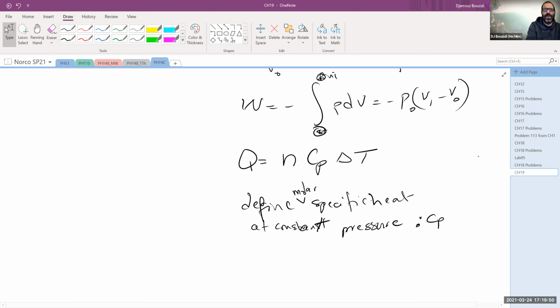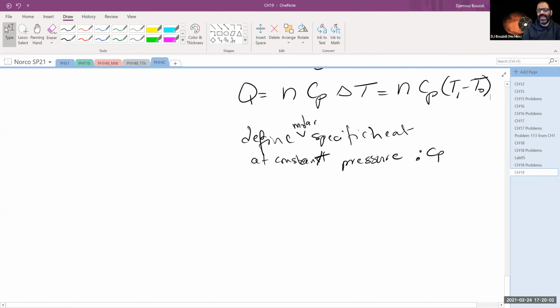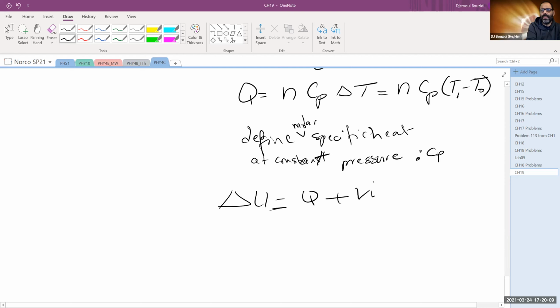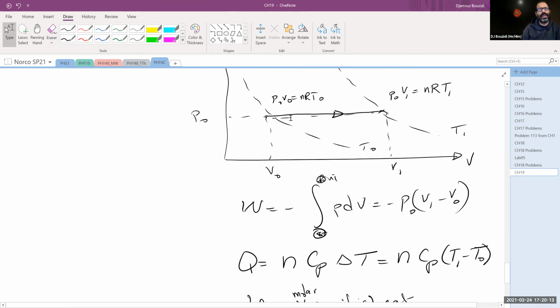So at this point, we're going by definition. If I know what Cp is, it's going to be just T1 minus T0. So in this case, I can find the change in the energy. Obviously, there is both Q and W. I cannot say that delta U is 0. No, the temperature has changed. I cannot say that W is 0 because the volume has changed. As a matter of fact, W is going to be a negative value because the gas is expanding.